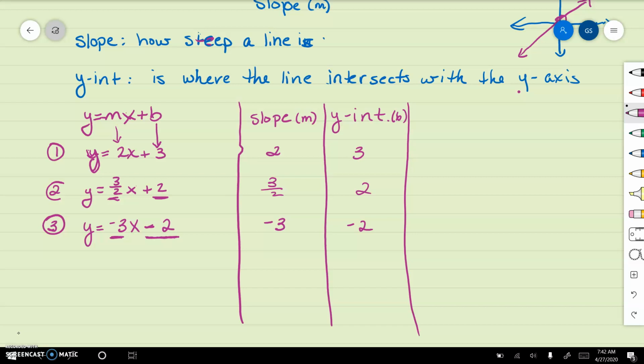Number 4 is going to be a little more interesting, at least. It's 4x plus y equals 5. All right. This is not in slope-intercept form. This is not in the form of y equals mx plus b.